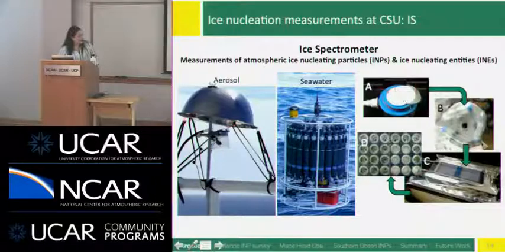So in the case of an aerosol filter, we remove the filter and wash it in deionized water. Then we put this into our ice spectrometer, which has 96 wells that we fill with our sample solution, and then we watch them freeze as we cool the temperature, which is shown here in D, where this is our deionized water, where nothing has frozen, and this is our sample where we have a few wells that are frozen. Then, using counting statistics and other things I won't go into today, we can derive ice nucleation number concentrations in the air. And then we can use the same method for determining INE concentrations in seawater.